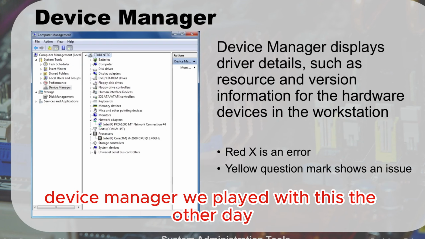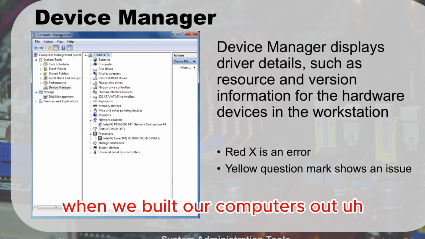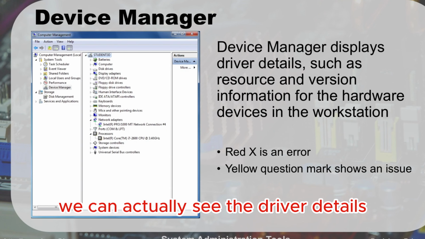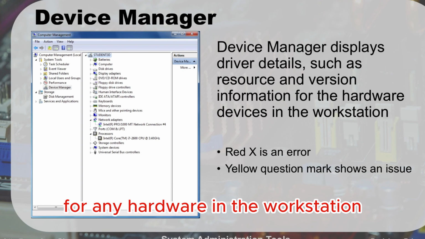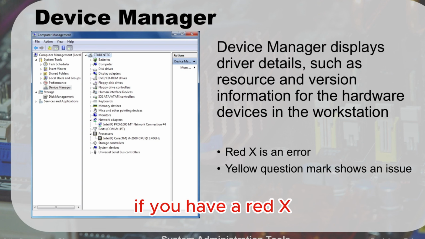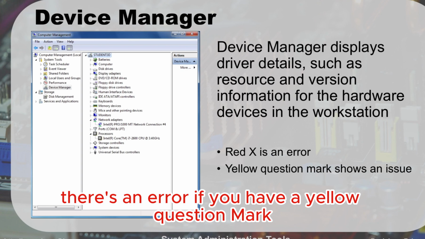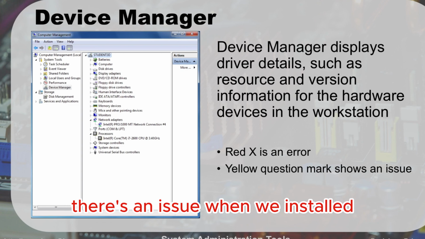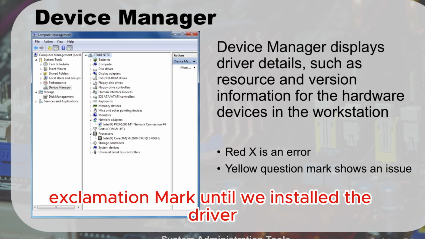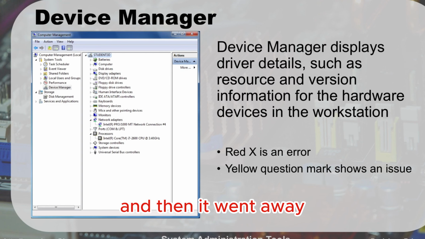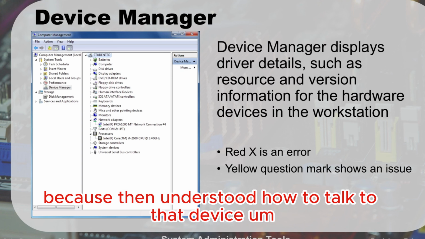Device Manager. We played with this the other day when we built our computers out. In Device Manager, we can actually see the driver details, such as the resource and version information for any hardware in the workstation. If you have a red X, there's an error. If you have a yellow question mark, there's an issue. When we installed, for instance, our wireless networking cards, we got that yellow exclamation mark until we installed the driver, and then it went away because then it understood how to talk to that device.